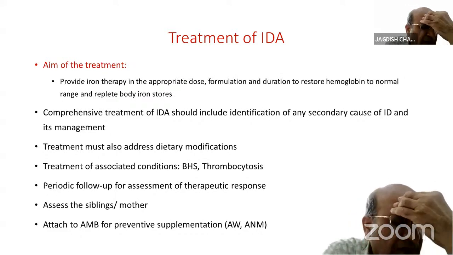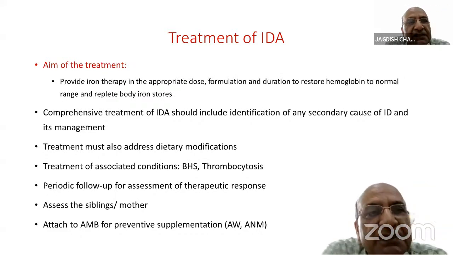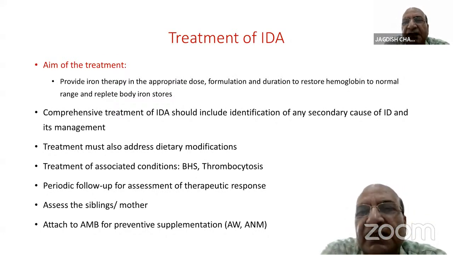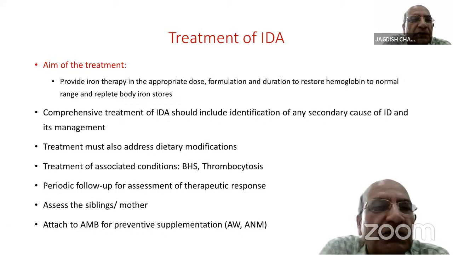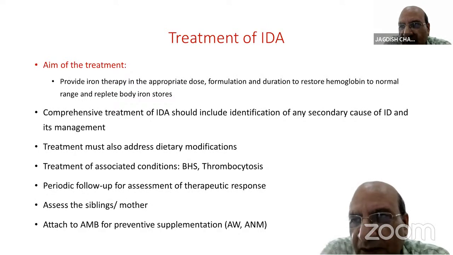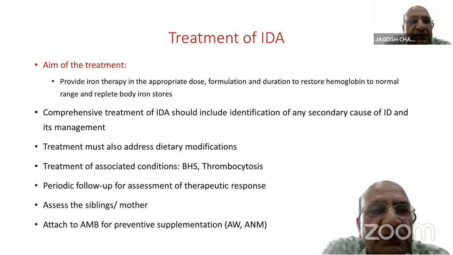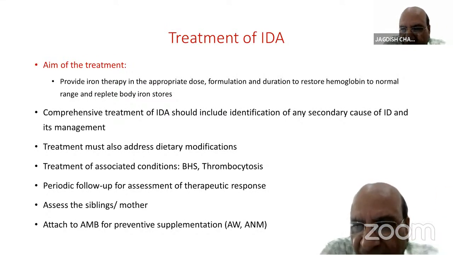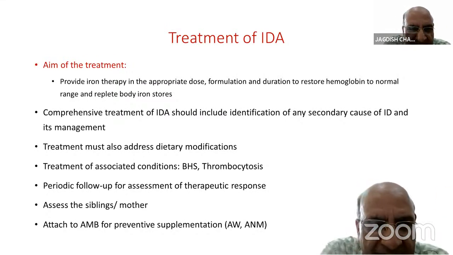But looking at what the aim of treatment is: to provide iron therapy in the appropriate dose, formulation, and duration to restore hemoglobin to normal and replete the body iron stores. So the therapy has to continue till you have replenished the body iron stores. The comprehensive treatment should include identification of any secondary cause of iron deficiency and its management.